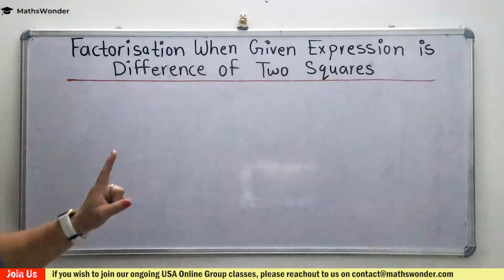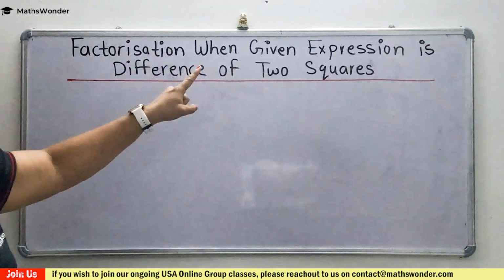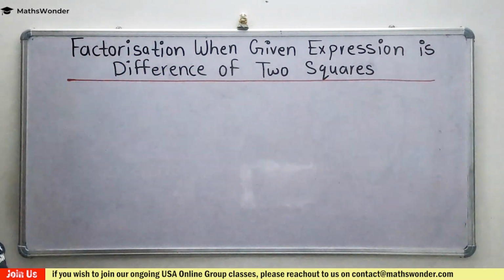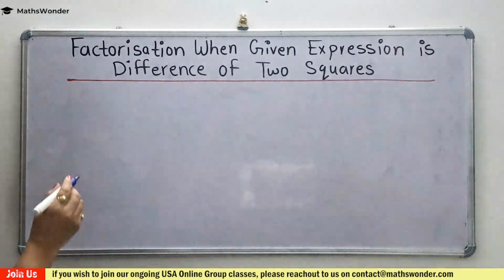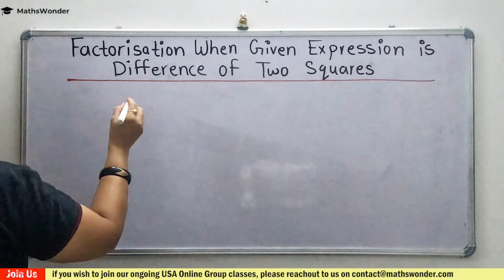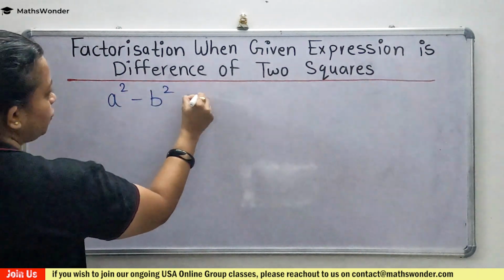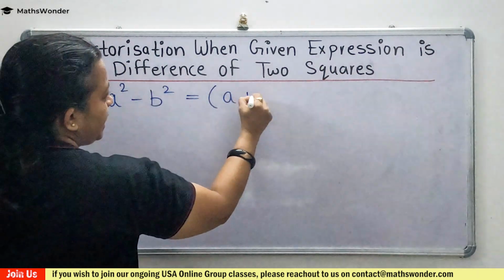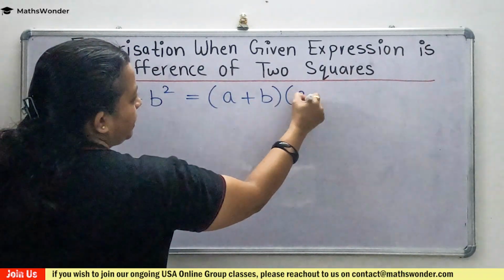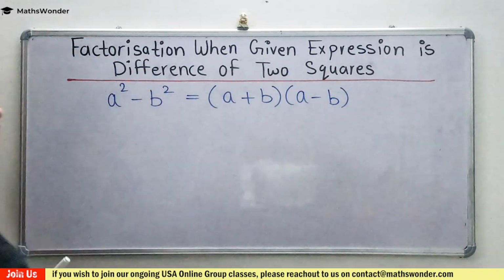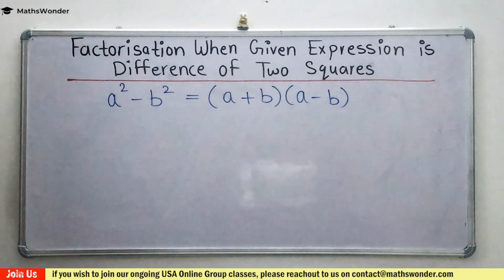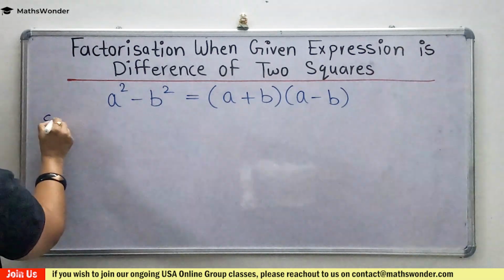So, today's topic is factorization when the given expression is a difference of two squares. Means we have two squares given. So always remember identity number 3. We have learned it before. a square minus b square. The identity was (a plus b)(a minus b). Remember this? Yes. Now come to the examples, then you will understand.